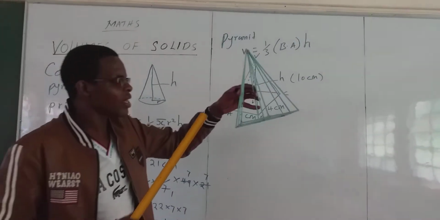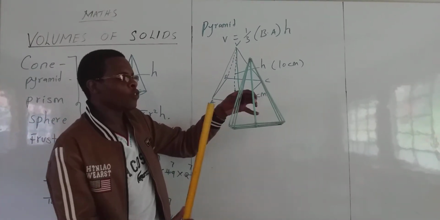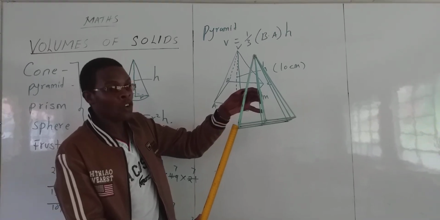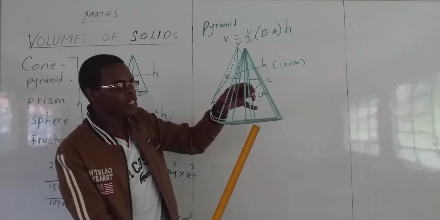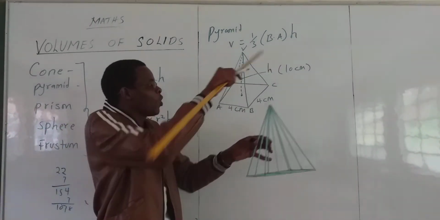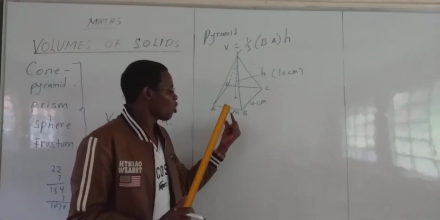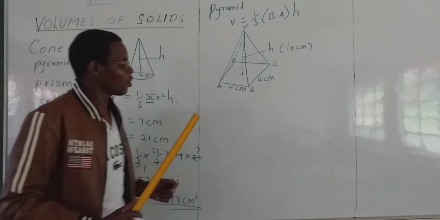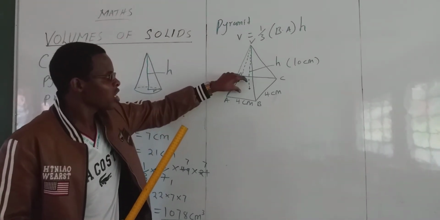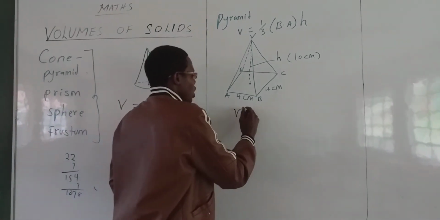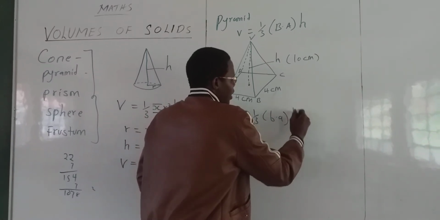Now, for us to find the volume of this pyramid, given that the measurement from here up to here is 4, which is equivalent to from here up to here, which is 4, because we have said this is a square-based pyramid. Then we have the height from here up to here to be what? 10 centimeters. Then, how can we find the volume of this given figure, which is in the form of a pyramid? Our volume is going to be a third, which is 1/3, then base area times the height.